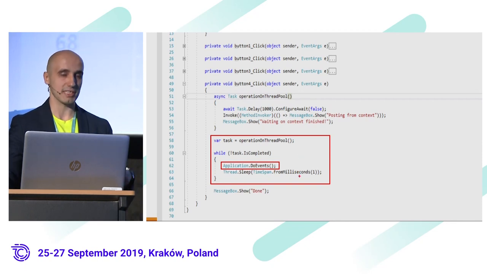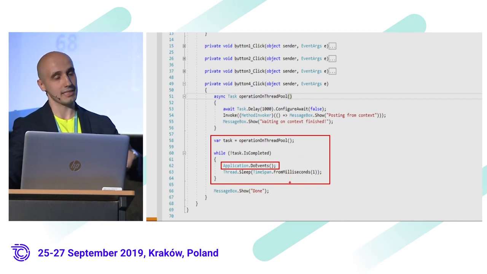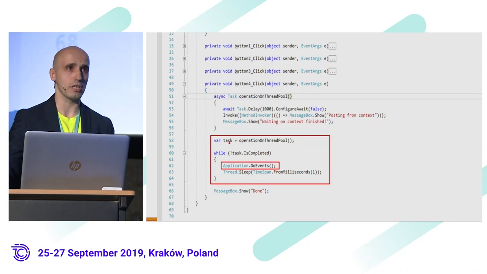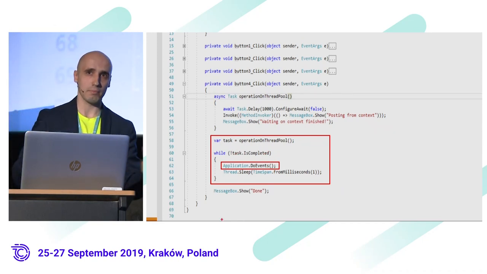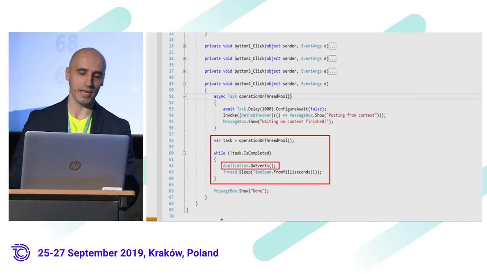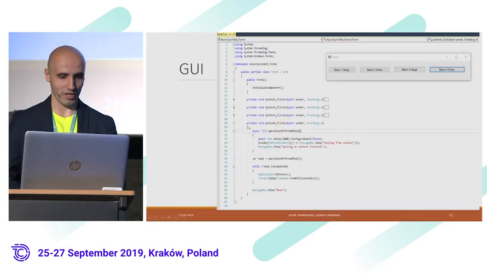So because we are just sleeping here for 1 millisecond, at some point the continuation comes as a message, we execute it on the UI thread, and then we can continue. We should not generally be doing that, but if you ever start calling .Wait synchronously, then probably this is the smallest hack you need to do in your applications.